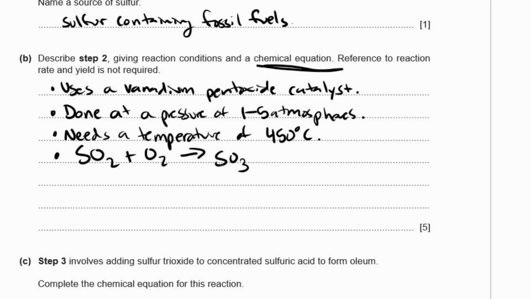We have 1 S, 1 S. We have 4 oxygens and 3 oxygens. So the way to balance this is we put 2 sulfurs, because we obviously have to put 2 on the right hand side, and to do that we can balance it by putting 2 in front of the sulfur dioxide. Okay, and this reaction, it's a reversible reaction. It's at equilibrium. So you could have written this equation with the reversible reaction arrows.